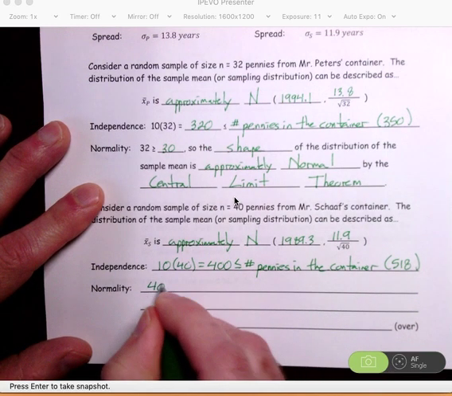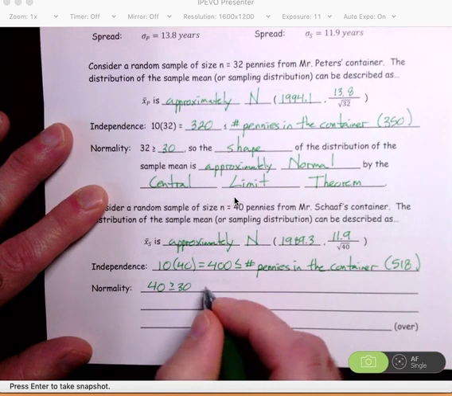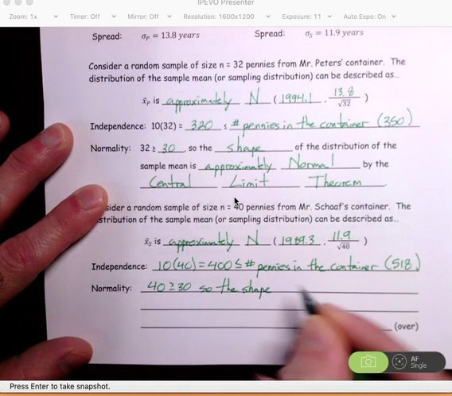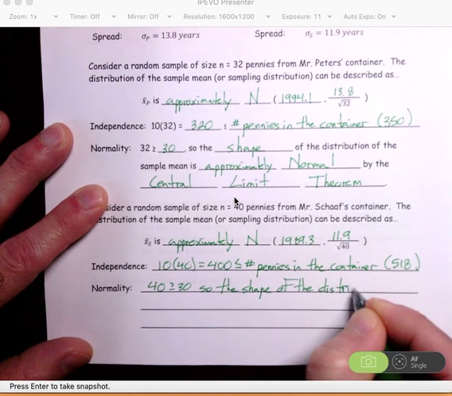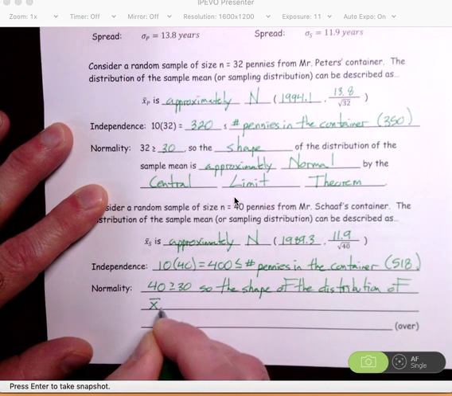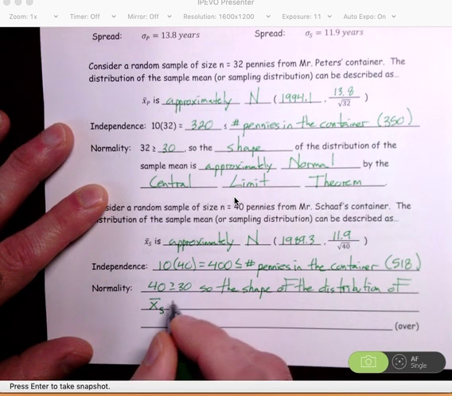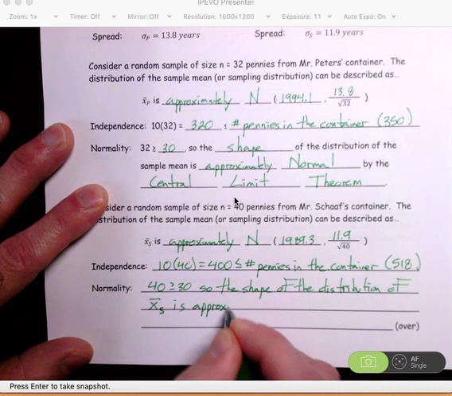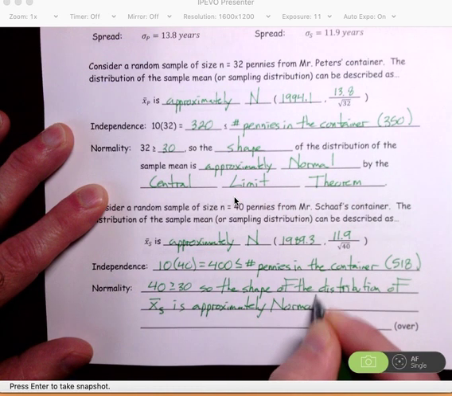Notice 40 is a large sample, greater than or equal to 30, so the shape is approximately normal. The shape of the distribution of, again, these sample means from my container is approximately normal. And that's by the central limit theorem again.